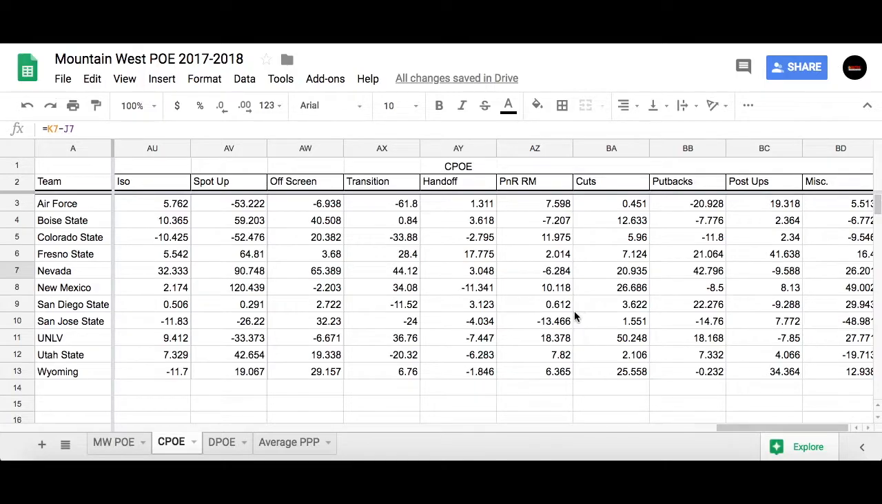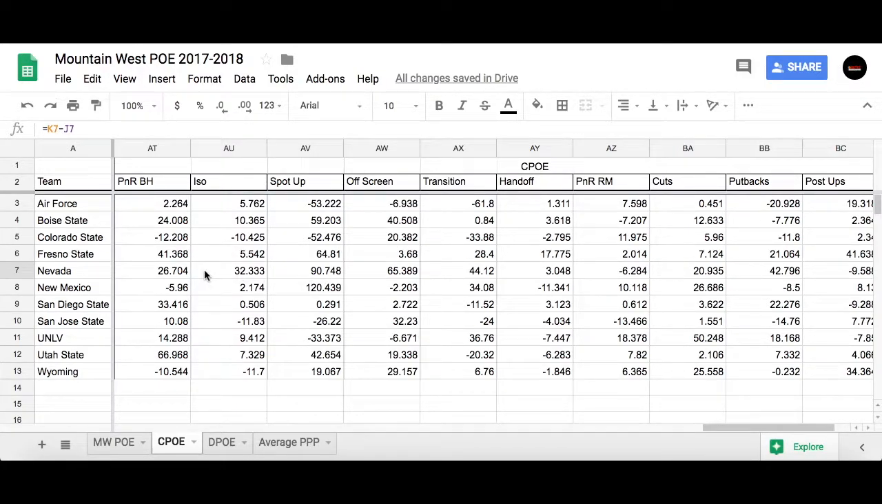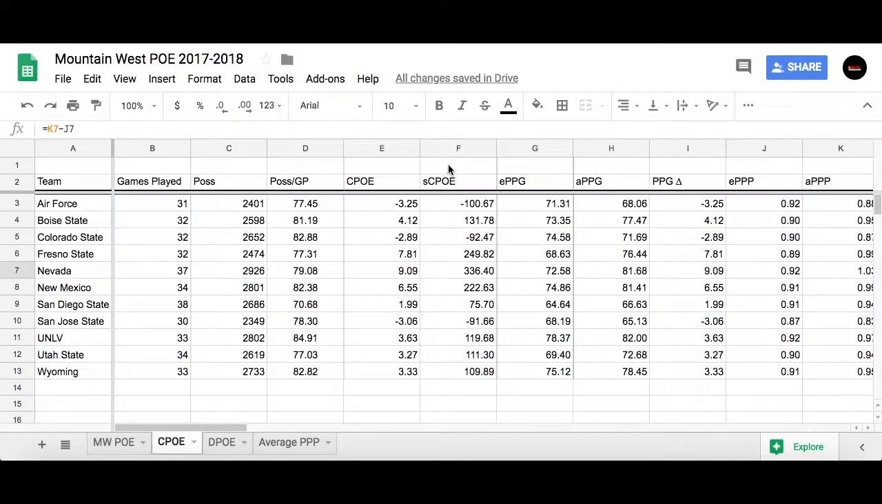Once all these numbers are put in, you just add all of them up and take the sum of all of them, and it creates the season points over expectation number. That is way back here at the beginning where we started, and then you take this number and divide it by how many games the team played, and it'll give you the CPOE. So that is how that is calculated.